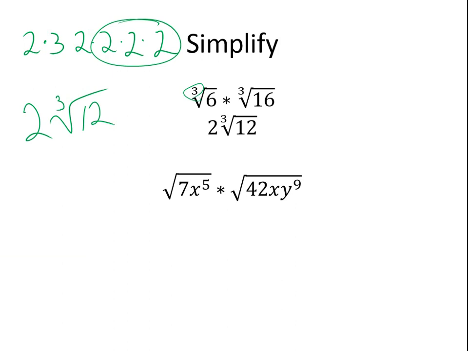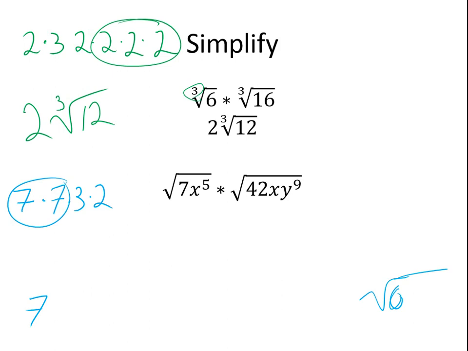All right, now looking at the bottom one, we want the square root of all this. So 7 times 42 breaks down to 7 times 3 times 2. We've got a pair of 7s, so the 7s come out. The square root of 6 stays on the inside.